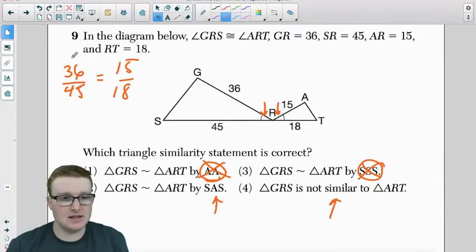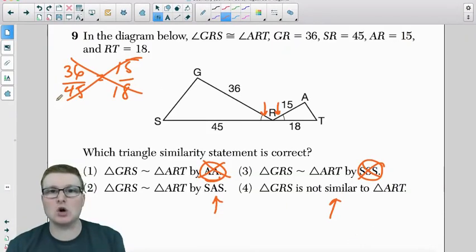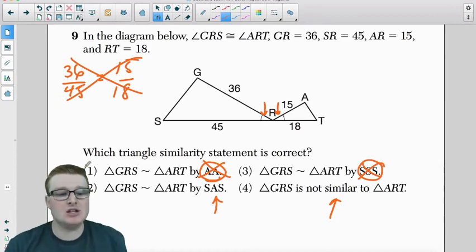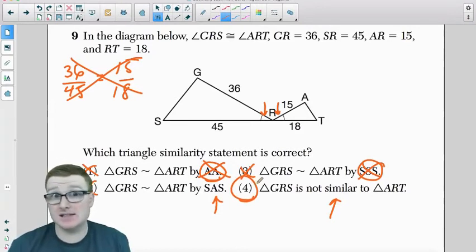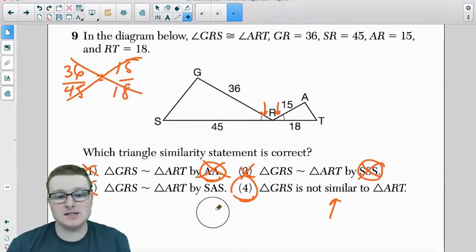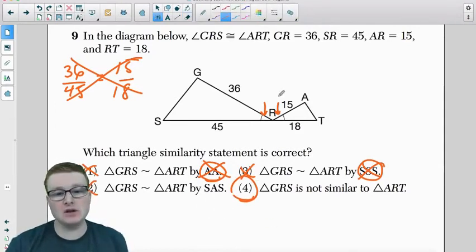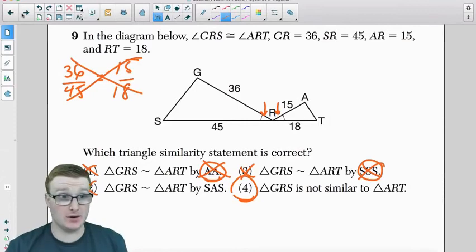That means choices 1, 2, and 3 are out. These triangles are not similar, folks, because the sides are not in proportion. Even though there's an angle there, the sides are not in proportion to each other. These two triangles are not similar. Your answer is choice 4.